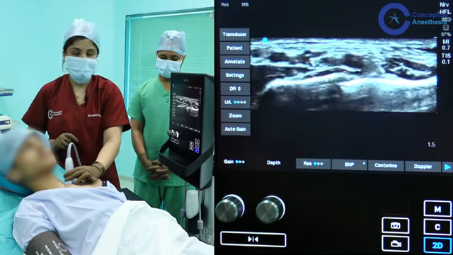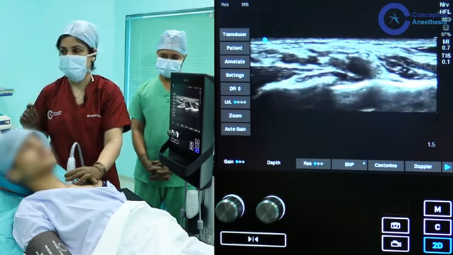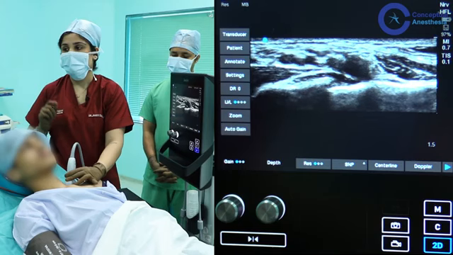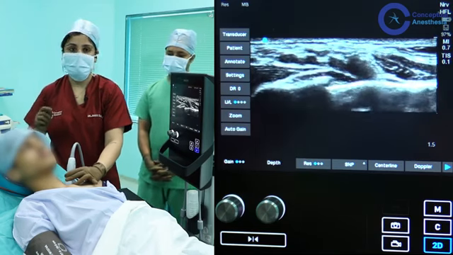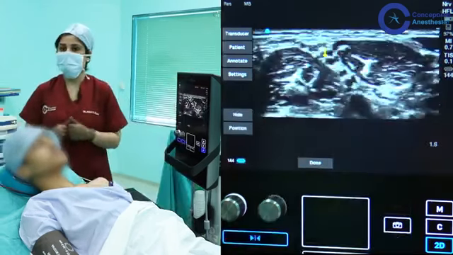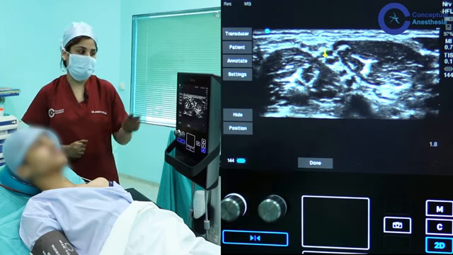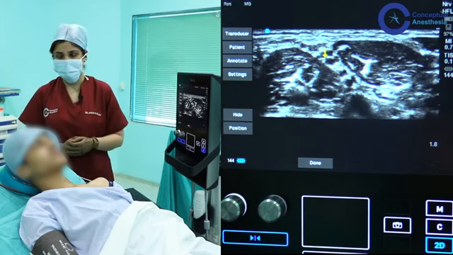So, this is the process of giving a subclavian perivascular block, also called the supraclavicular technique for brachial plexus block. Now, let us have a look at the sonoanatomy of the interscalene approach to brachial plexus block.